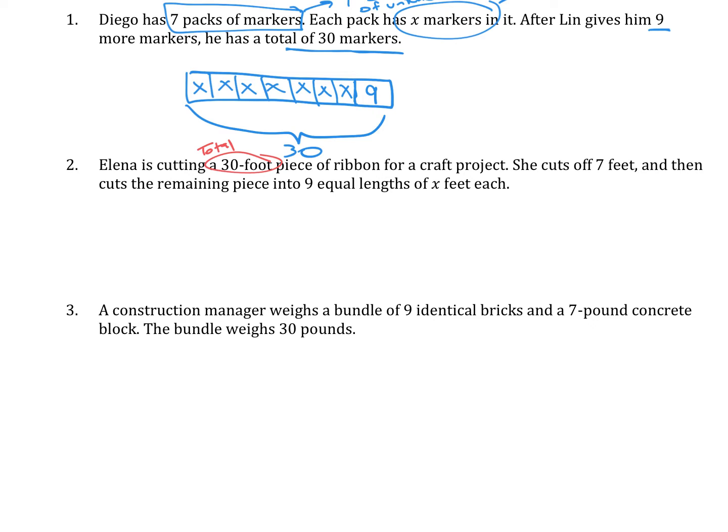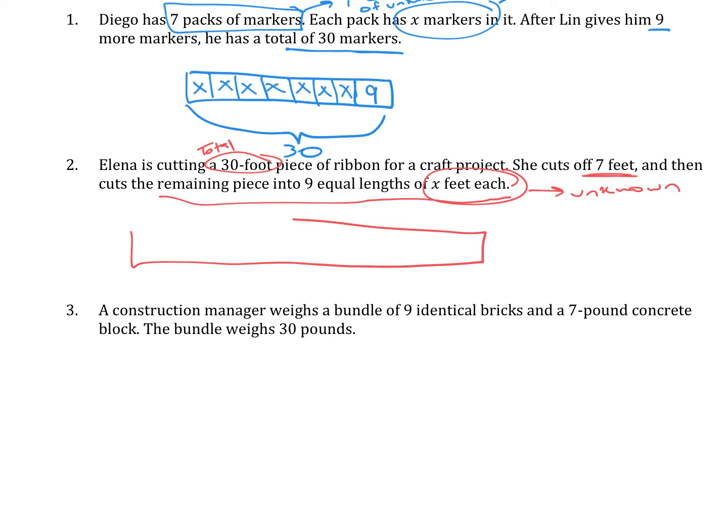It says she cuts off 7 feet. So you want to think of this as subtraction, so you may think, oh, minus 7. But if we're thinking about the ribbon just being the whole tape diagram, it's just telling us that one section of that tape diagram is going to be 7 feet. So this is going to be in its own little box. And then it cuts the remaining pieces into 9 equal lengths of X feet each. So again, we have our unknown, which is helpful. So I'm going to go ahead and draw my tape diagram. First, I know I have a section of 7, and then I need 9 boxes.